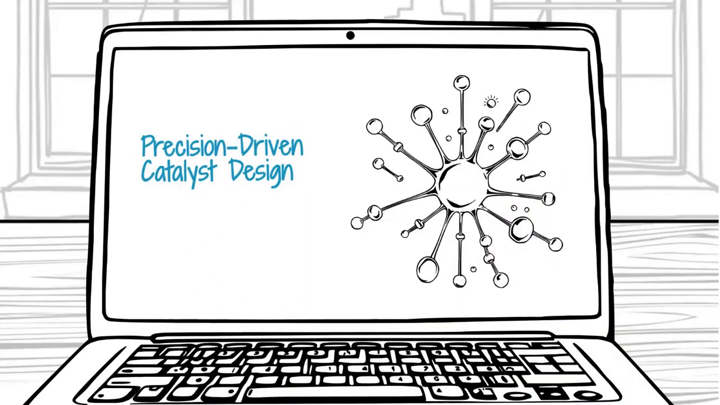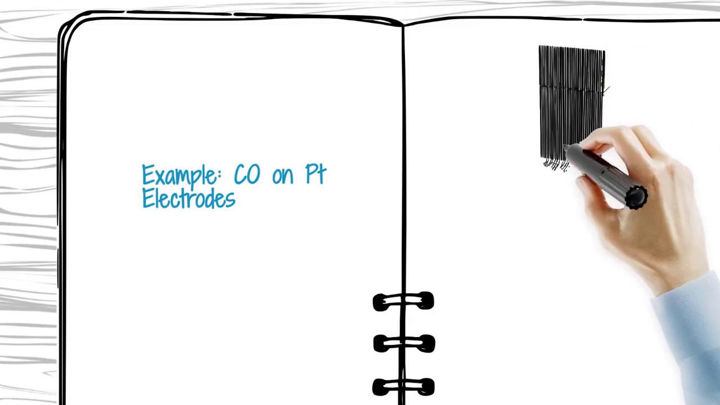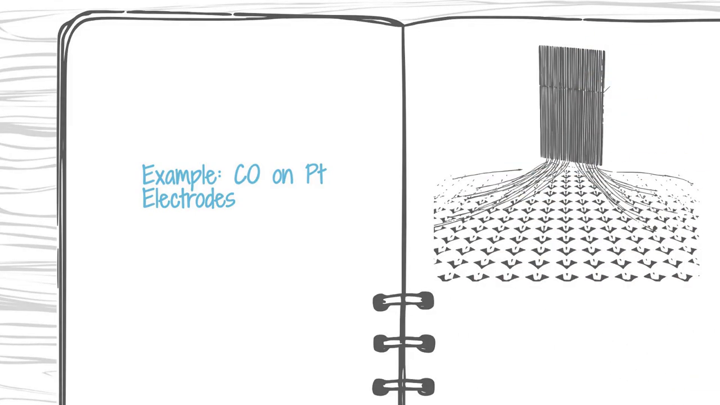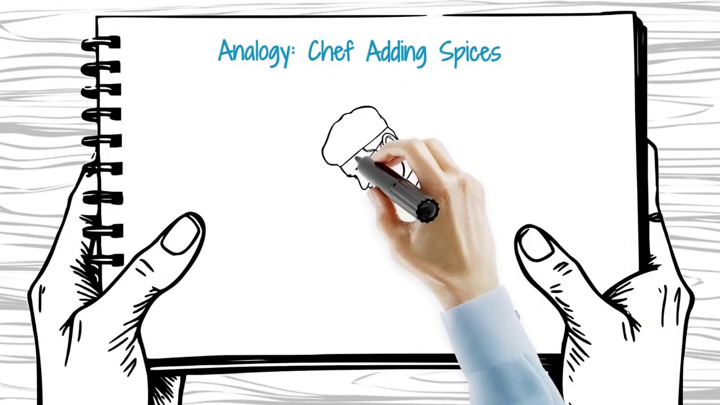Visualization of CO binding and desorption on Pt(111) electrodes provided mechanistic clues for CO2 electroreduction, like filming a chef add each spice to a dish under a microscope and tasting the effect in real time.